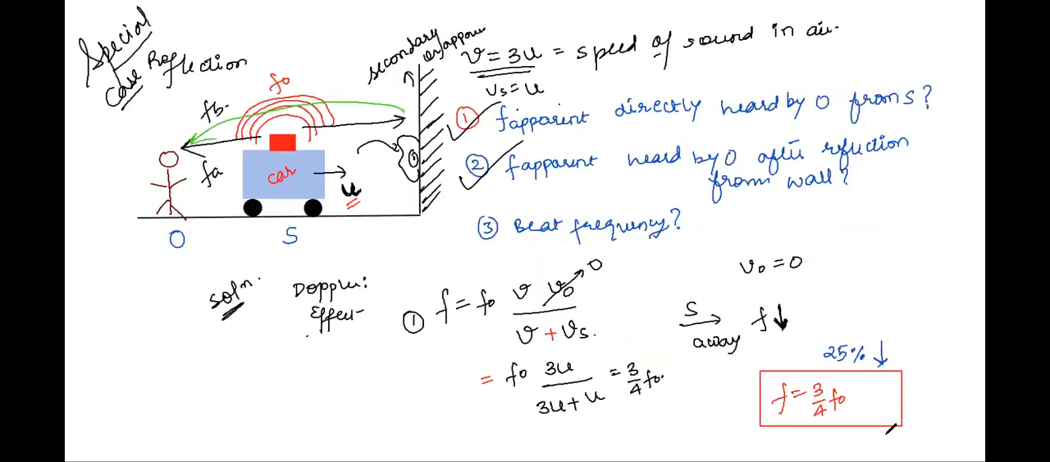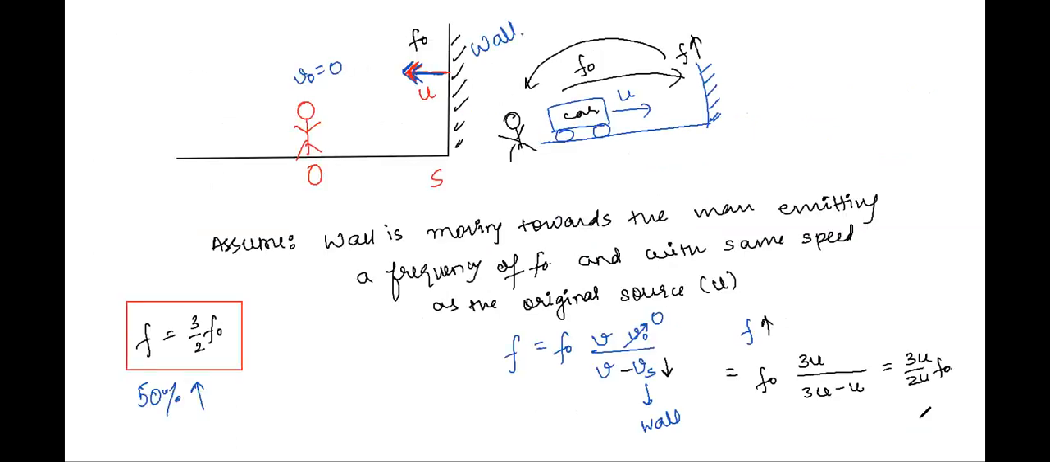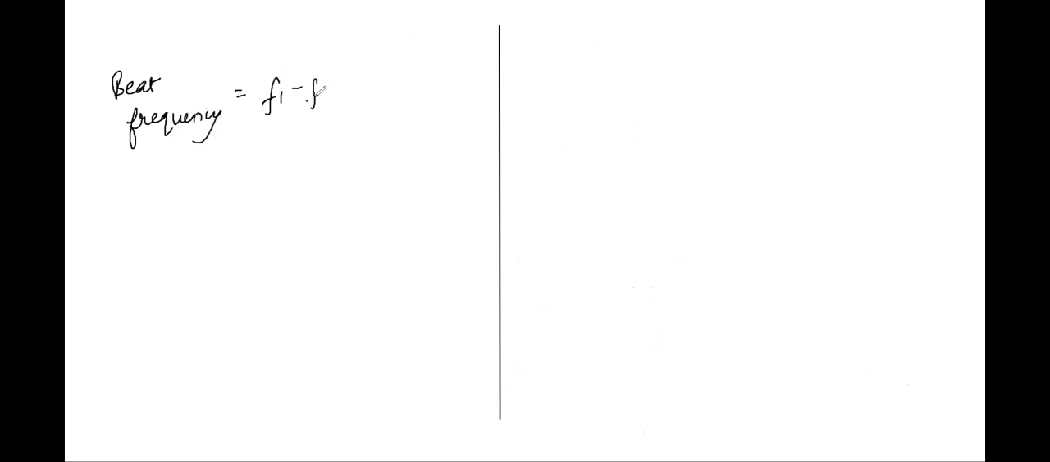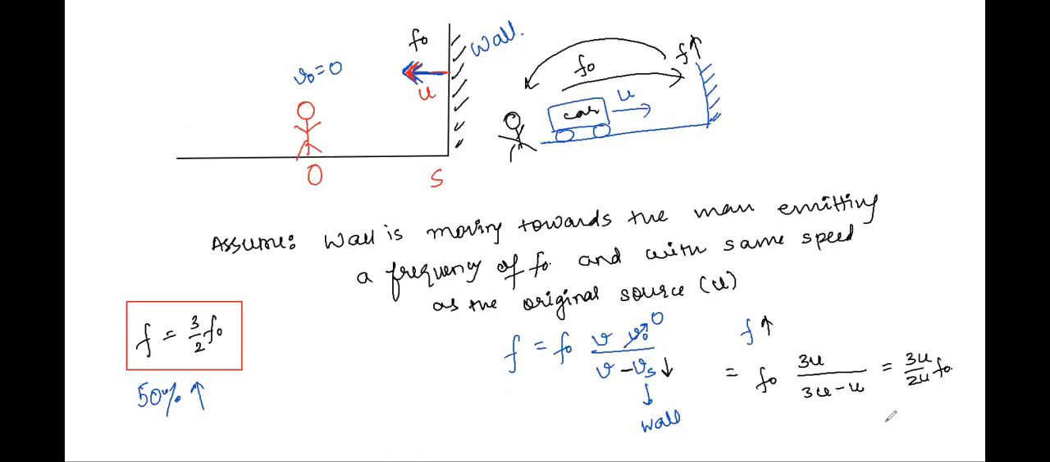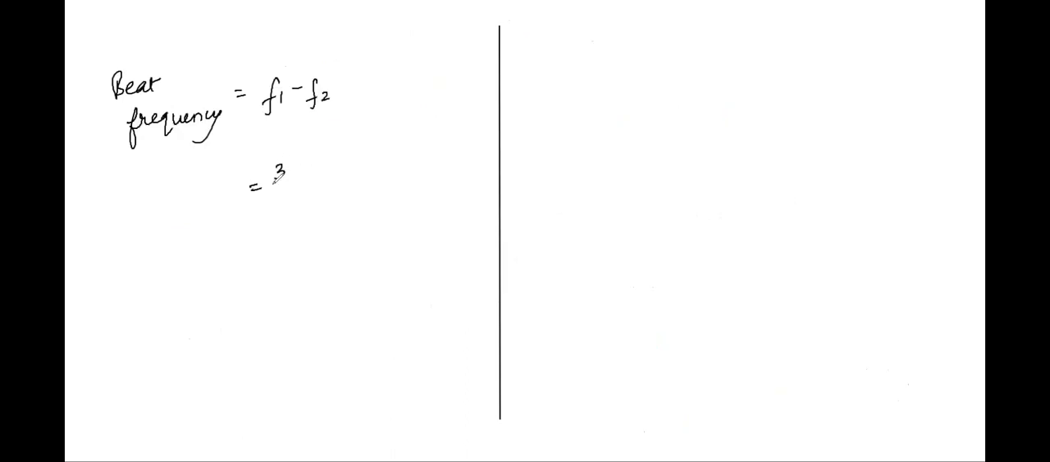Now, what about the beat frequency? Let's say I talk about the beat frequency. Beat frequency should be the difference of the two, correct? What are the values that we are getting? One is 3 by 2 F naught and the other is 3 by 4 F naught. Okay, let's take the difference. Whichever is higher, you can subtract the smaller one from that. So 3 by 2 F naught minus 3 by 4 F naught. Am I correct?